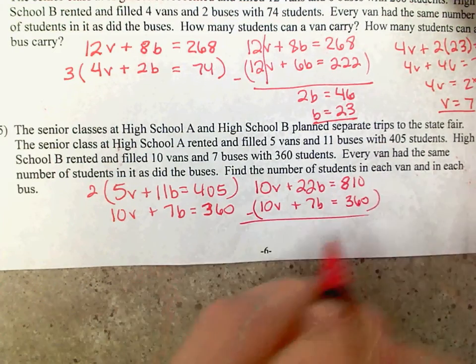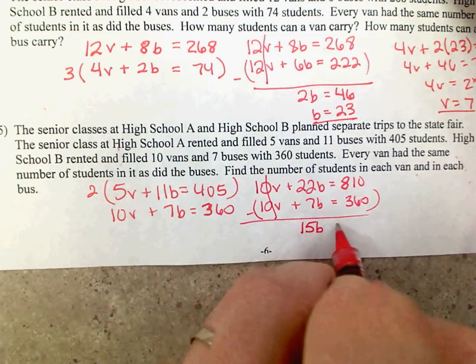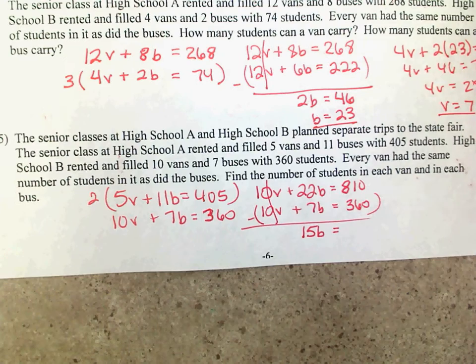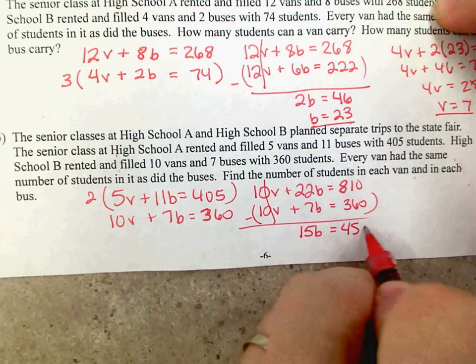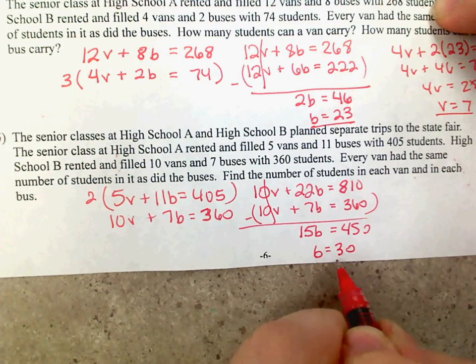And subtract. So 10 minus 10 is 0. 22 minus 7 is 15. 810 minus 360, that would be 450, and then divide by 15, 30 buses.